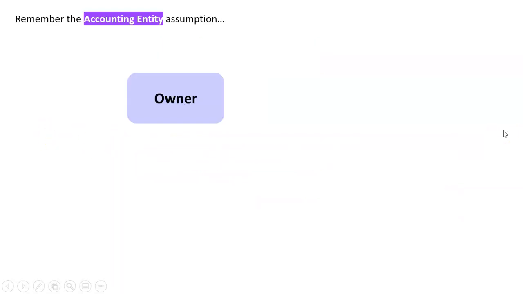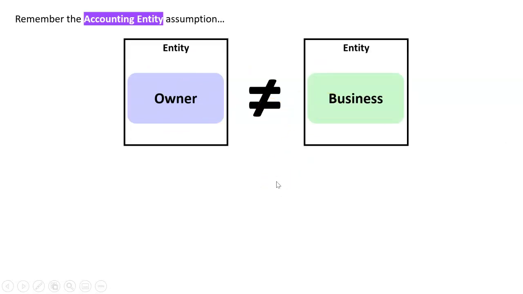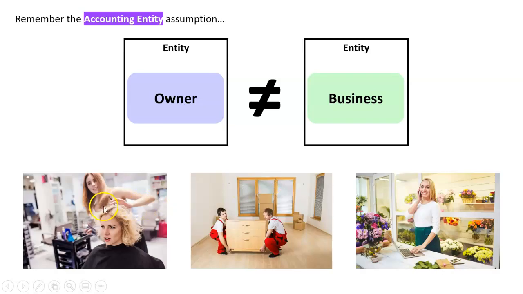Fundamentally, what that is saying is this: the owner is not the same entity as the business. They're separate. That's 2 different entities, okay? So if you go and get your hair cut at a hairdresser, you see this woman and she's the owner and you think, oh, she is the business. She's not. She's the owner. The business is separate. These 2 guys start a removalist business. They're not the business. They're just 2 guys. They might be the owners. Same with this woman who owns the florist here. Different entity. They're different in the eyes of the law.